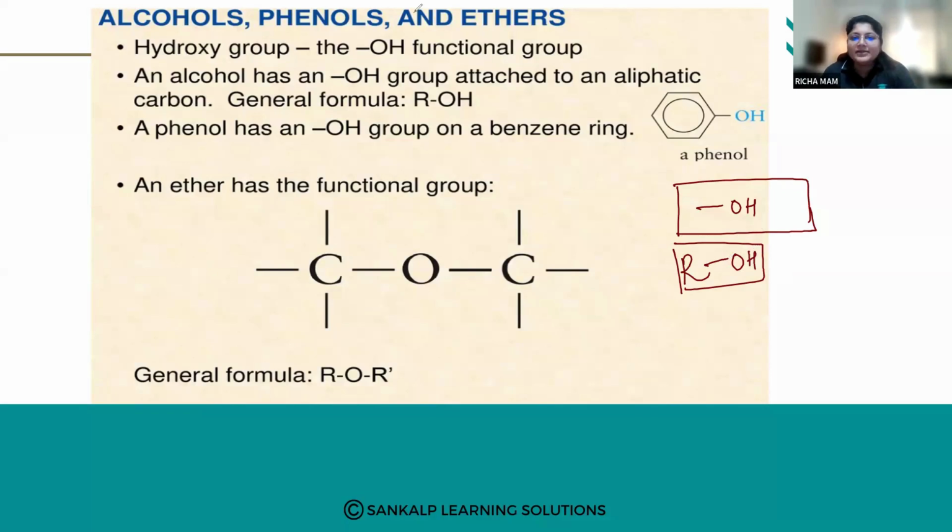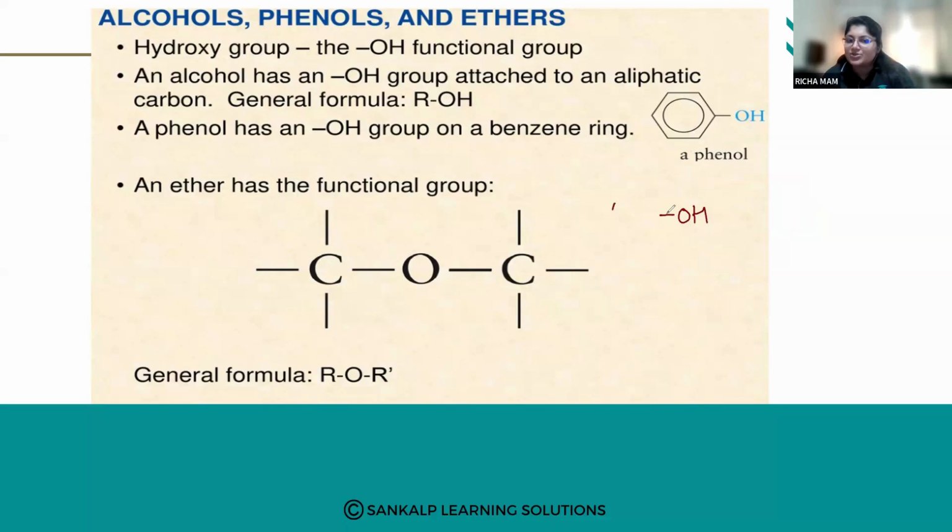Then how are phenols represented, students? In phenols, the hydroxy group, the OH group, is attached to a benzene ring. That is an aromatic ring. Benzene ring is what? It is an aromatic ring. When the hydroxy group is attached to a benzene ring, we give this class of compound the name phenols.